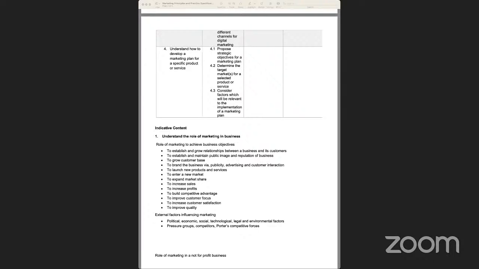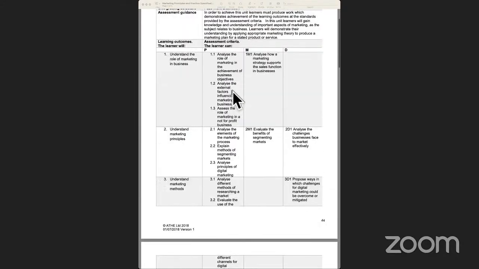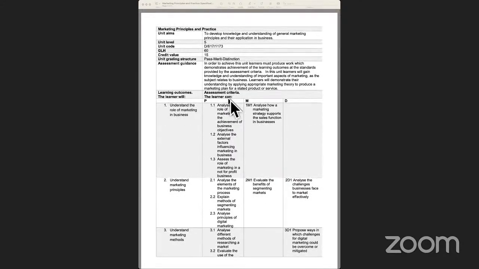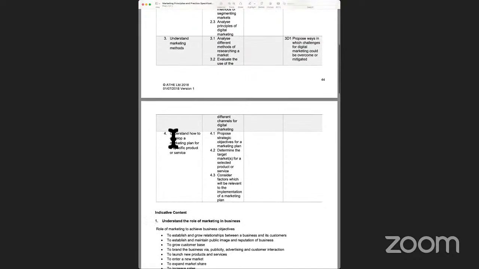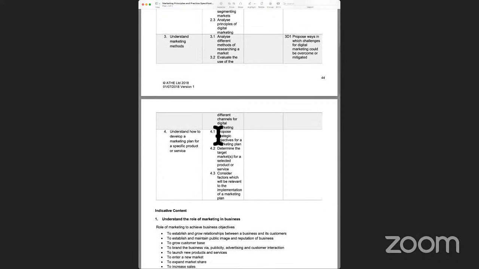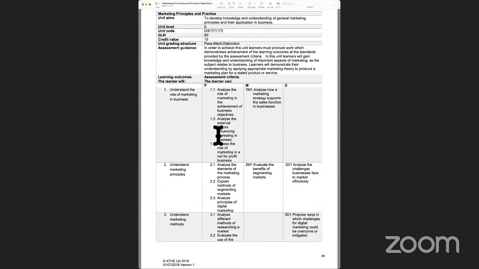So today, what we are looking at is basically covering learning outcome 4, which is in marketing principles and practice. This particular learning outcome is basically about putting into practice what we have done so far in terms of coverage of learning outcomes 1, 2, and 3. In the first one, we understood the role of marketing.